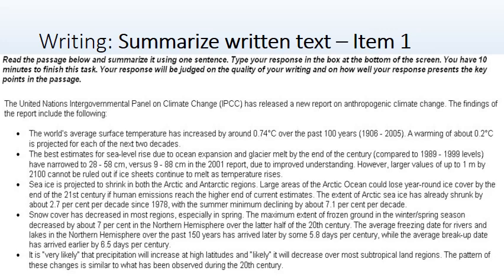So please go through these instructions here. Read the passage below and summarize it using one sentence. Okay, you have to answer in one sentence only. Type your response in the box at the bottom of the screen. You have 10 minutes to finish this task. Your response will be judged on the quality of your writing and on how well your response presents the key points in the passage. So you have to write the key points in one sentence, and that sentence should be between 30 to 70 words long.